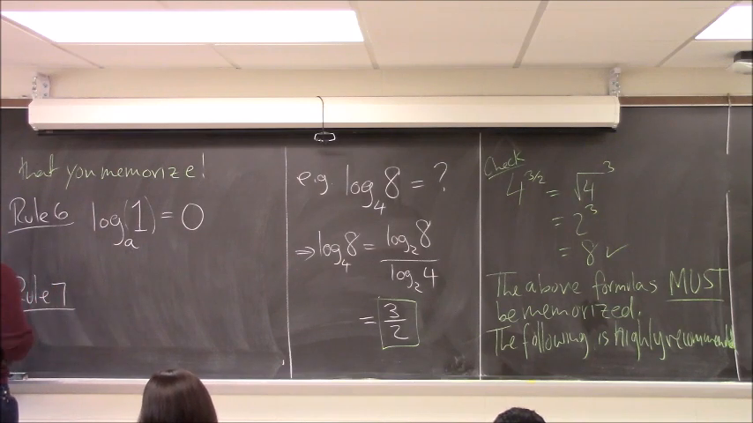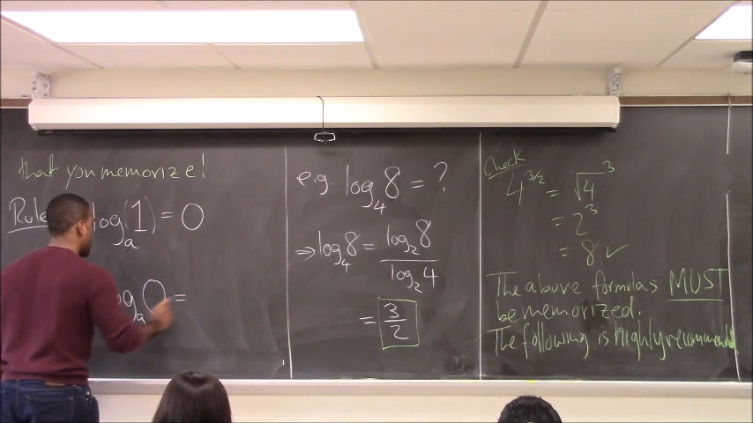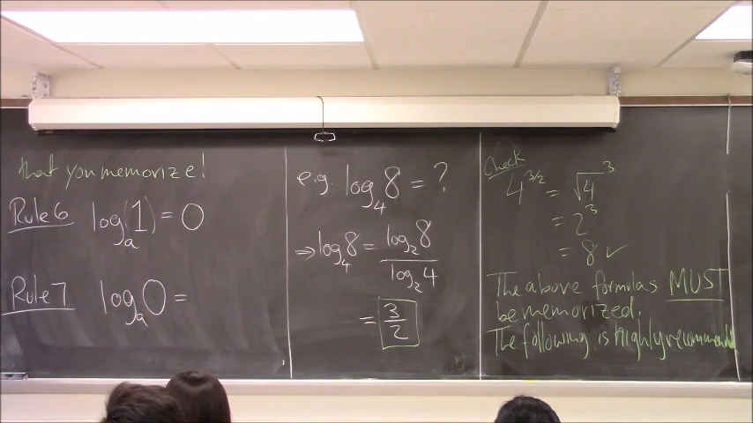Rule 7, I don't know, kind of an anti-rule, maybe. What is log of 0? A raised to the 1 is A. It's not 0.